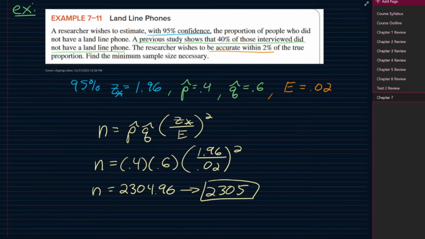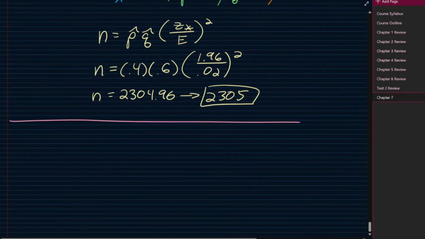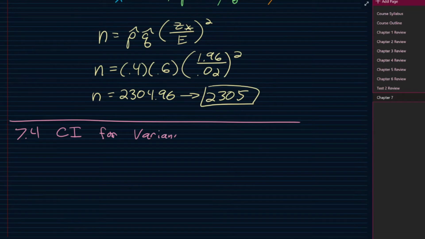Okay. And the last section to talk about in this chapter is 7.4, where we're talking about looking for confidence intervals for variances, which remember is sigma squared, and standard deviations, which is sigma.